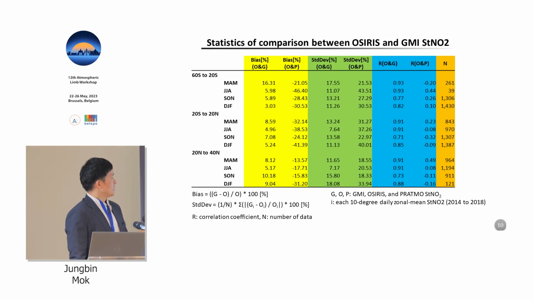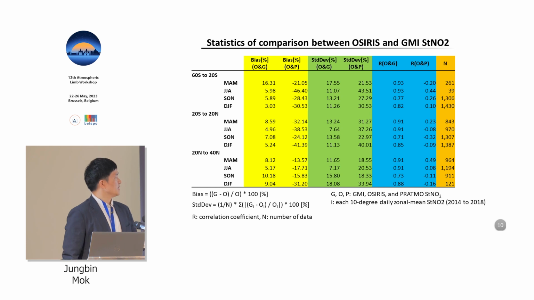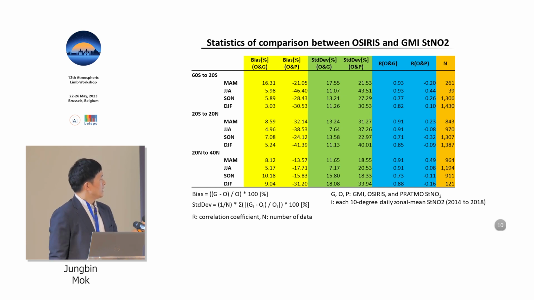Based on the bias comparison, you can see GMI shows a little overestimation like this. However, Platmo shows a significant underestimate. So in other words, GMI shows less bias compared to Platmo. And if you look at the standard deviation in percent, GMI shows a lower average percentage standard deviation than Platmo.